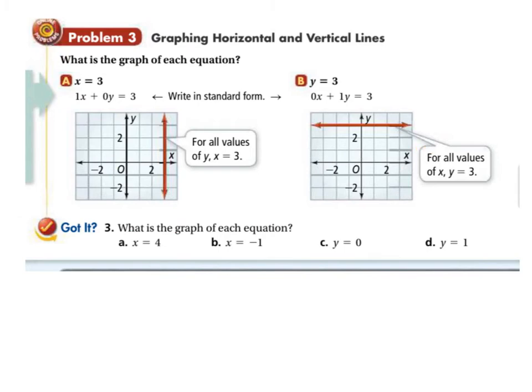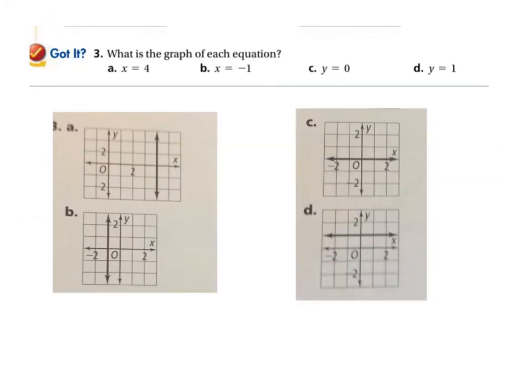And on the next slide, you can see them. So again, here they are as we discussed. X equals 4, again, is a vertical line at 4. X is negative 1 is a vertical line at negative 1. Y is 0 is the x-axis. And y equals 1 is a horizontal line at 1, right there. And again, it's an expectation that you recognize that.